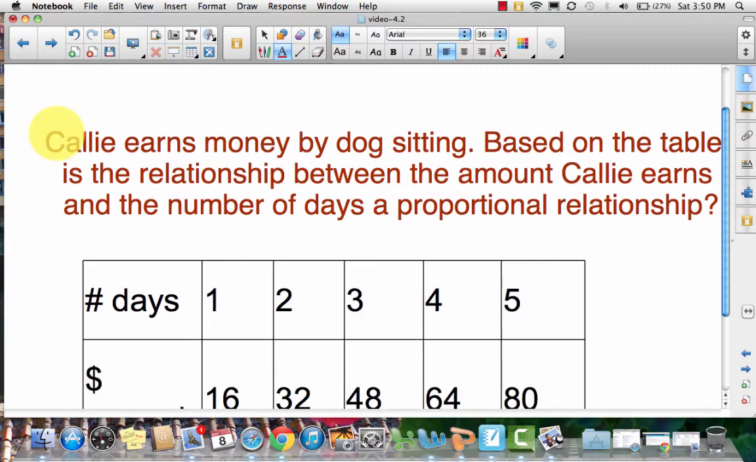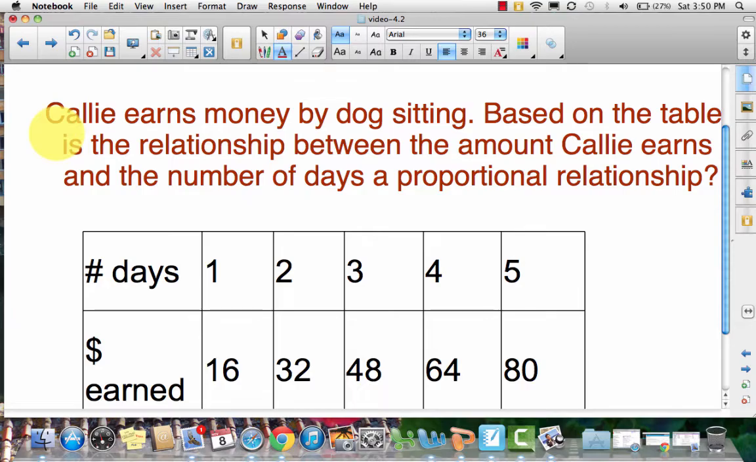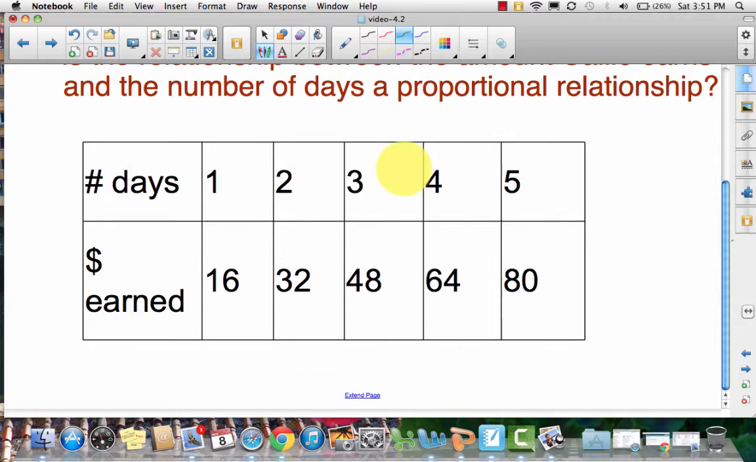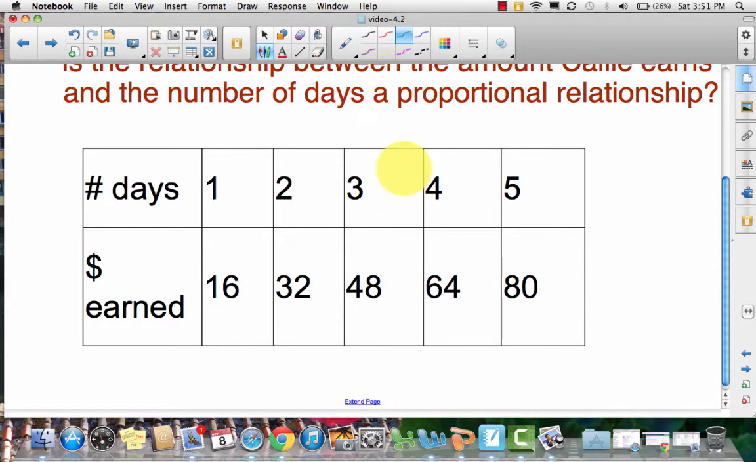So here's our first example. Callie earns money by dog sitting. Based on the table, is the relationship proportional between the amount Callie earns and the number of days? So let me grab a pen here. The first question I ask myself is, if I had to solve a unit rate problem, what would my setup be? Would I put days over money or money over days? And the question I'd be asking myself is, how much money does Callie earn per day? And since we're asking how much money she earns per day, my unit rate would look like this, dollars over days. And I'm going to abbreviate just with a D here.